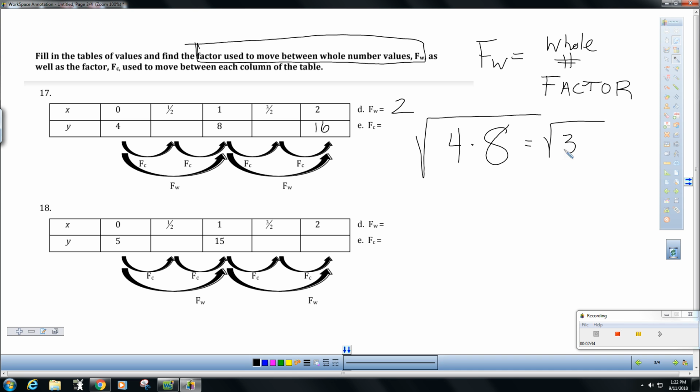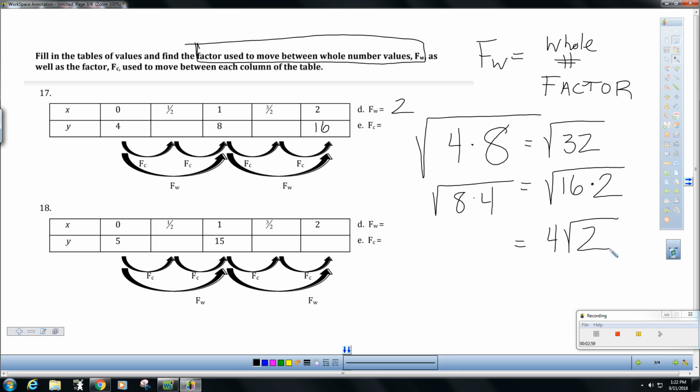I'll write out all these steps, even though if I was doing it on my homework, I probably wouldn't write all these out. Well, 32, how can I simplify that? Well, I would say that is 16 times 2. You might say that is 8 times 4. No problem, we can do it 2 ways. So the square root of 16 is 4. So that's 4 radical 2. This way you would have 4 times 2 times 4. Here's a pair of 4s, so we can take them out and write a 4 on the outside. So the answer to this one is 4 radical 2.